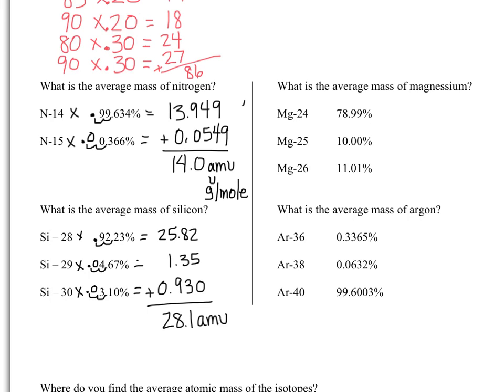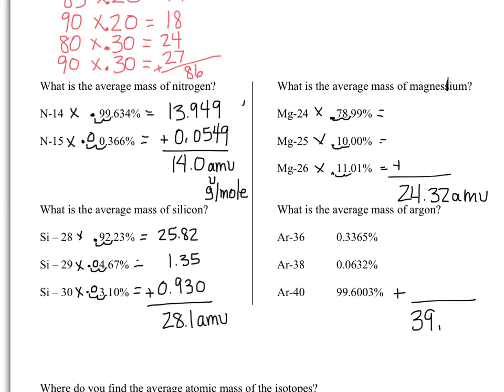Go ahead and try this for magnesium. In my handouts, there's only one S in magnesium. You should get an answer, once you've moved your decimal and multiplied, moved your decimal and multiplied, of 24.32 AMU. Go ahead and try the last one. And you should get 39.99 AMU.